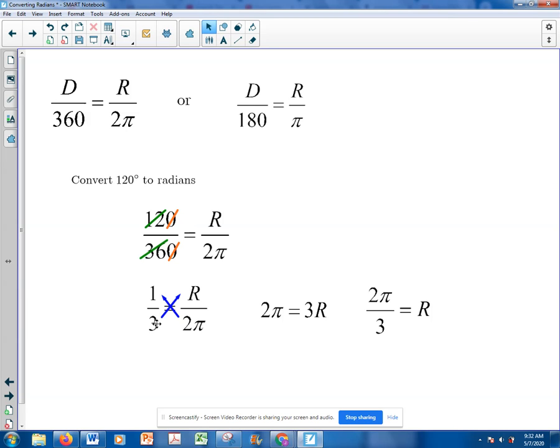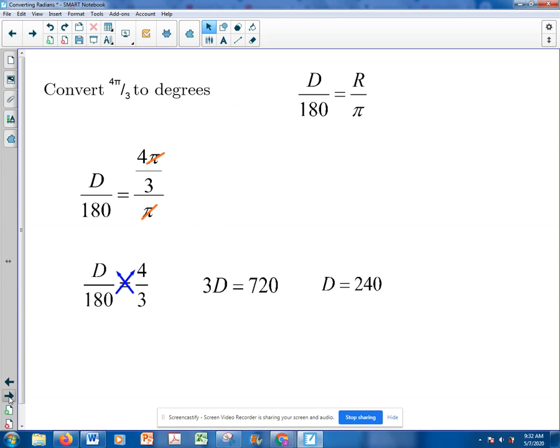Now that I have it like this, I do the cross multiply. Going this way, I'm going to get the 3r. And going this way, I'm going to get 2 pi. So now I've got 2 pi equals 3r. I want to solve for r, so I divide both sides by 3, and I get r equals 2 pi over 3. Or you can go 2/3 pi, but usually convention is to put the pi up top. I could put the pi to the side, I could have 2/3 and then a pi, but normal protocol is to leave the pi up in the numerator. All right. That's how you'd go from degrees to radians.